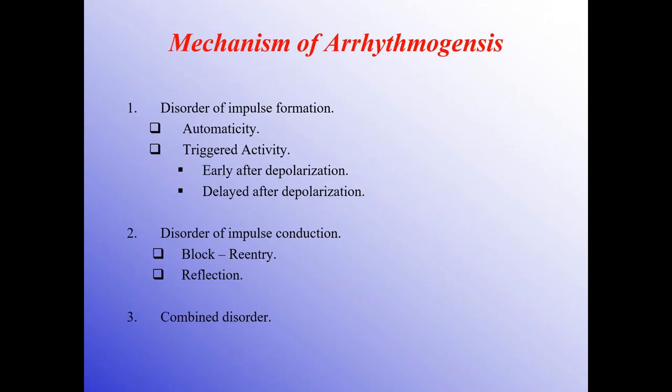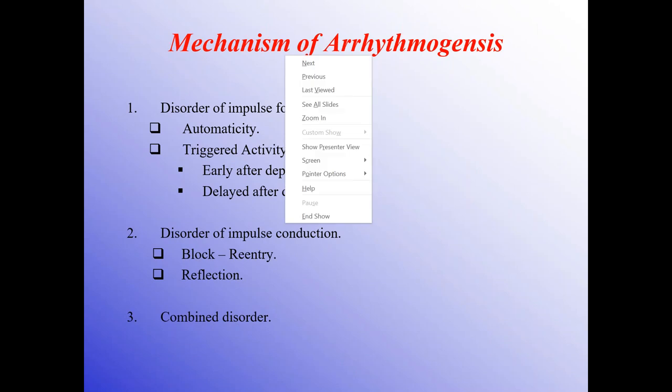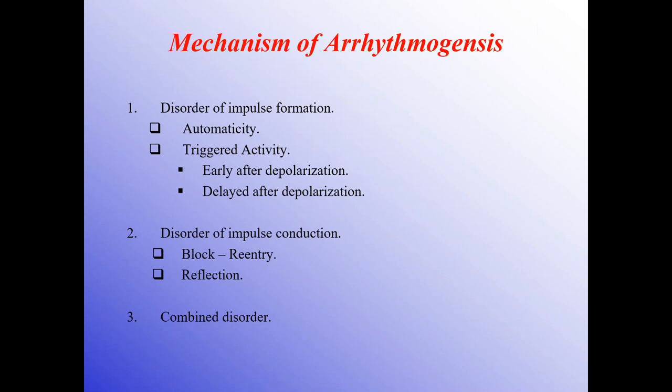So what are the mechanisms of arrhythmogenesis? You can have automaticity in the heart, you can have triggered activity in the heart, or you can have reentry in the heart. That means if a tachycardia sets in, it can set in because of what? Because of an automaticity present in the heart itself. It means something which triggers the heart at a particular point.